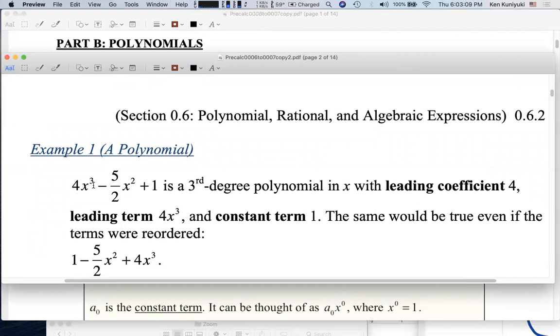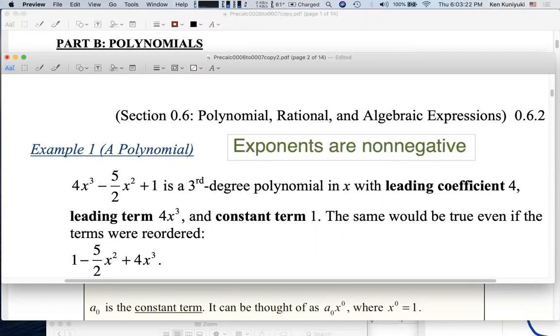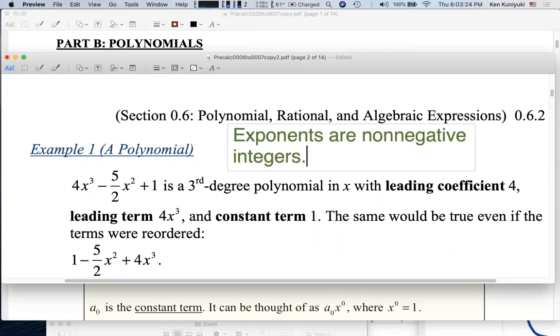4x to the third minus 5 halves x squared plus 1. Notice that the exponents here, the exponents on x, are non-negative integers. It's okay to have a messed up number like pi, but you cannot have x to the pi. You can have pi, but not x to the pi.